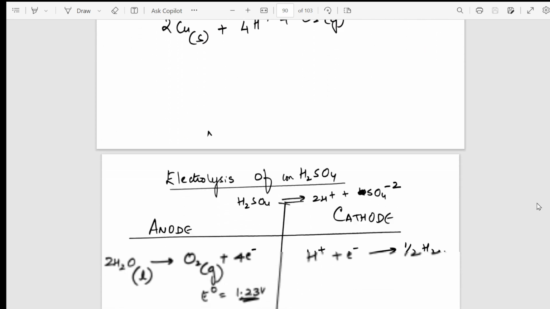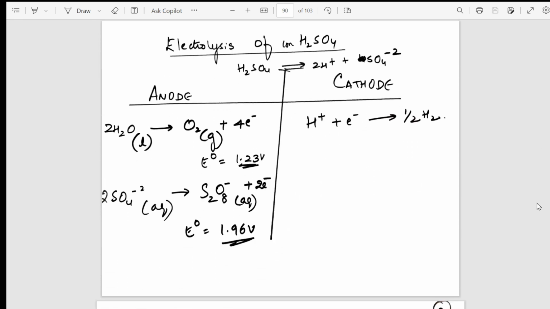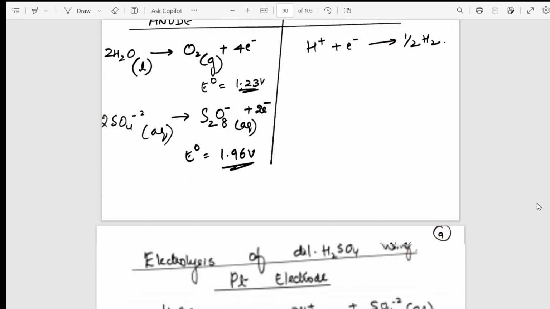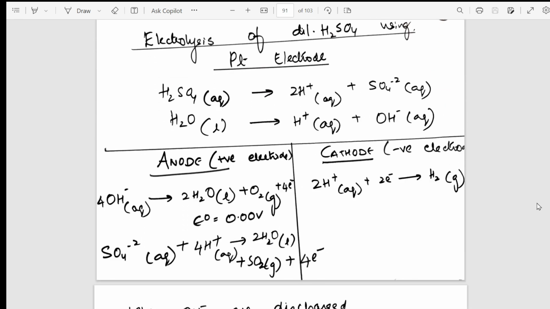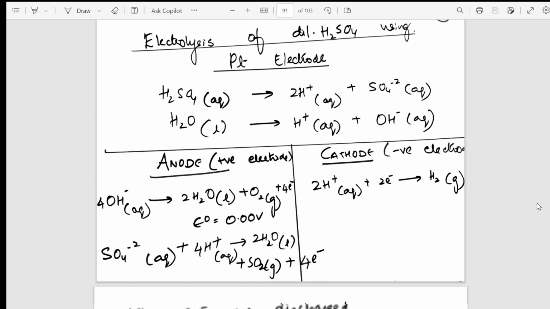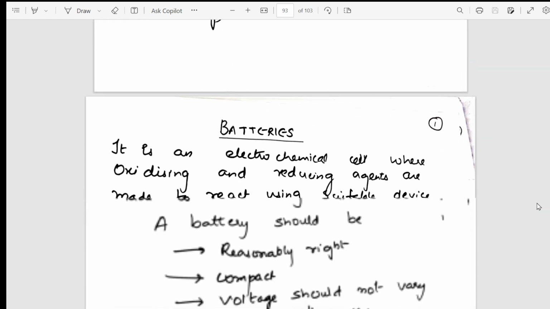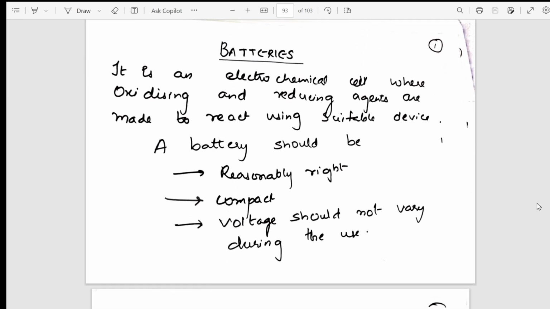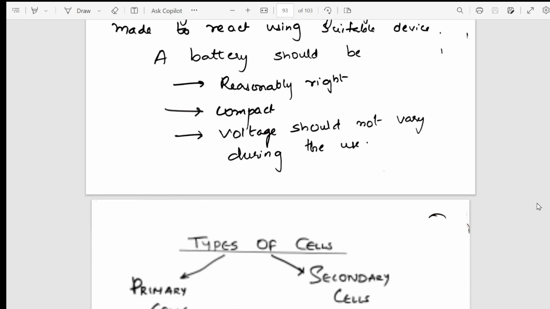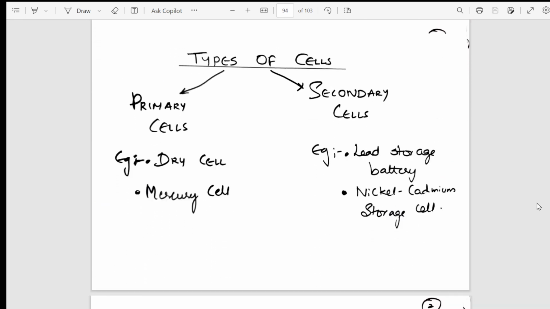From there, electrolysis of concentrated sulfuric acid, then dilute sulfuric acid is one more concept. Then this is done. Now this is a continuation of the batteries. So batteries I've written in the last. So batteries concept, why we're using batteries, what are the batteries. This is a repetition of the earlier page.